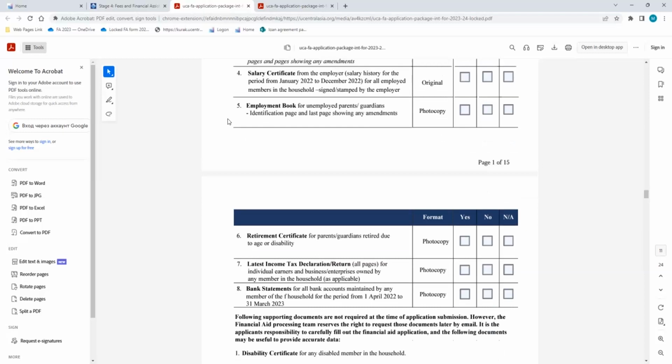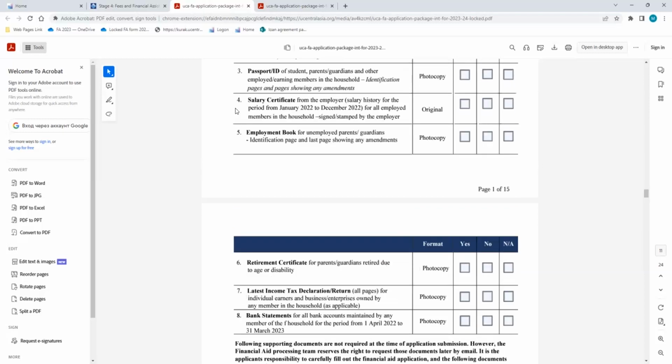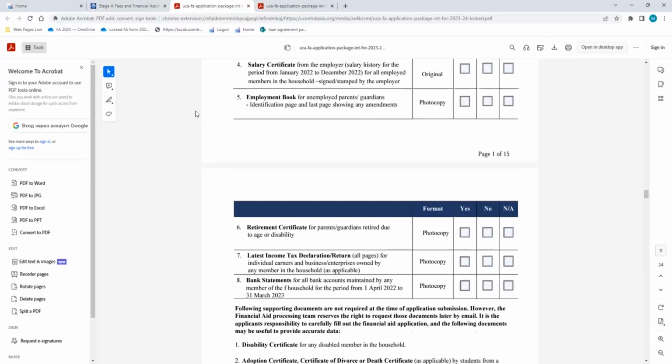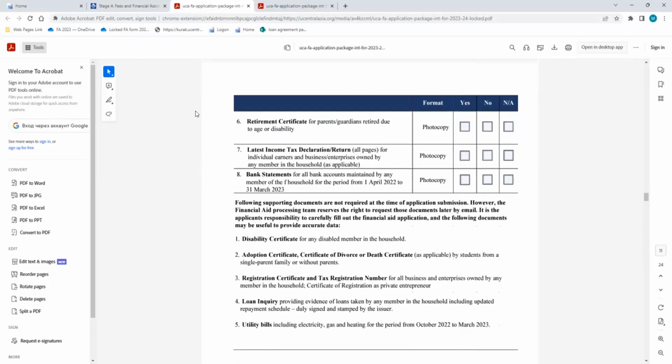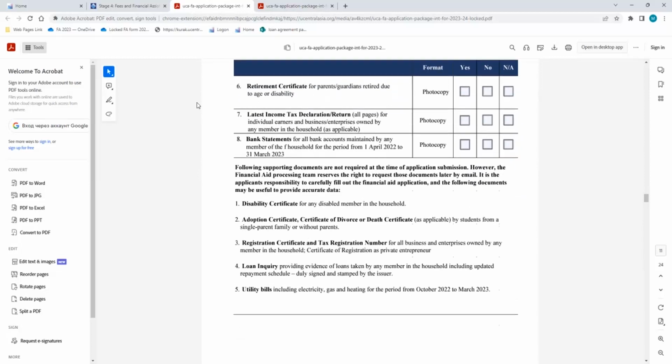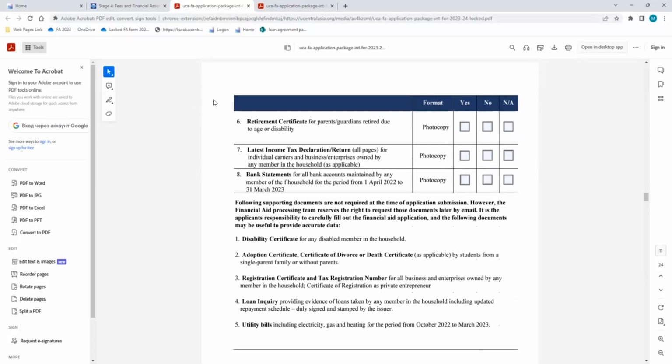Employment book. This is the book that, if many of you young applicants don't know, you can ask your father or your mother what the employment book is. They can share a copy of that. Usually in Tajikistan, this is kept in the HR department of the organization where you're employed. So the sixth mandatory document to upload is the retirement certificate.